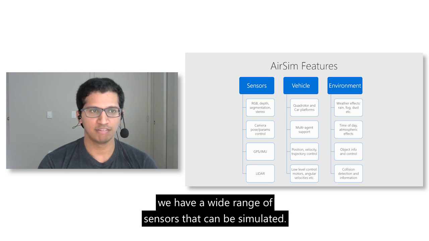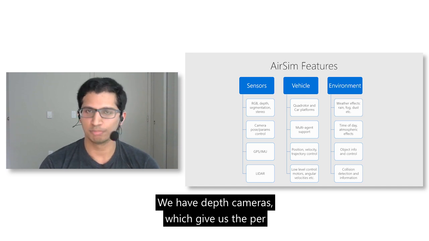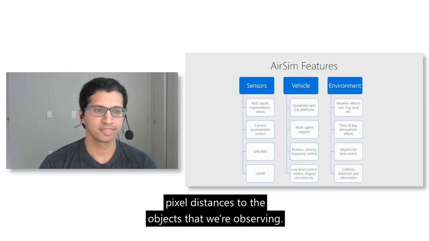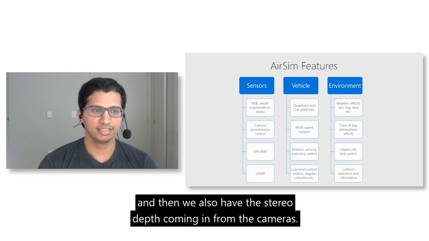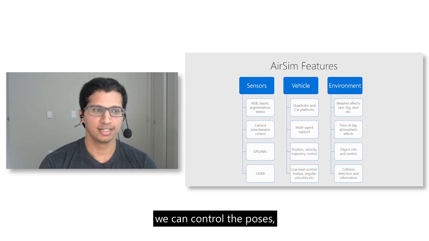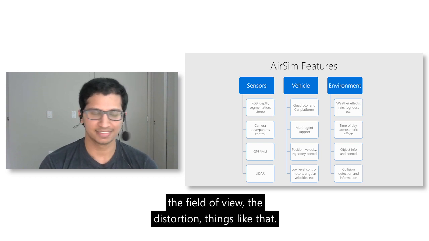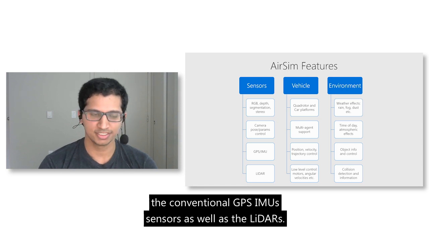In terms of sensors, we have a wide range of sensors that can be simulated. We have cameras, typically. We have the RGB, which is the visual camera. We have depth cameras, which give us the per-pixel distances to the objects that we are observing. We have a segmentation view; I'll go through some more details later. And then we also have the stereo depth coming in from the cameras. These cameras can also be controlled: we can control the poses, the field of view, the distortion, things like that. At the same time, we also have the conventional GPS and IMU sensors as well as LiDARs.